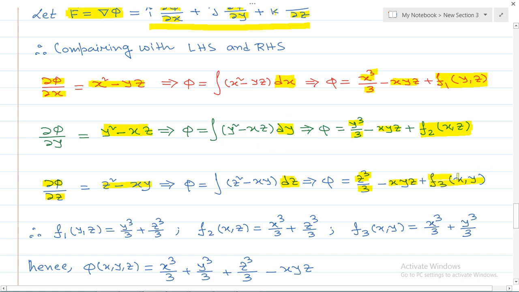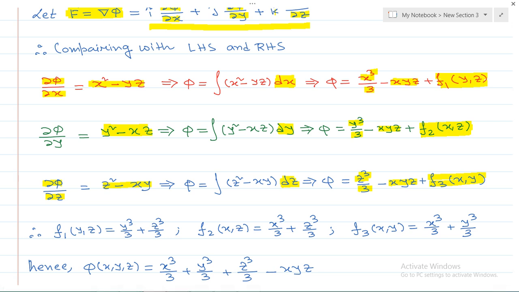Now our task is very simple. We have to identify any one of f1, f2 and f3 and substitute in any one of the phi functions, so that all the phi functions are going to be the same, because we have only one phi function, for which differentiating with respect to x we get this result, with respect to y we get this result, and with respect to z we get this result. So the phi function cannot be different for this question. The phi function will be unique.